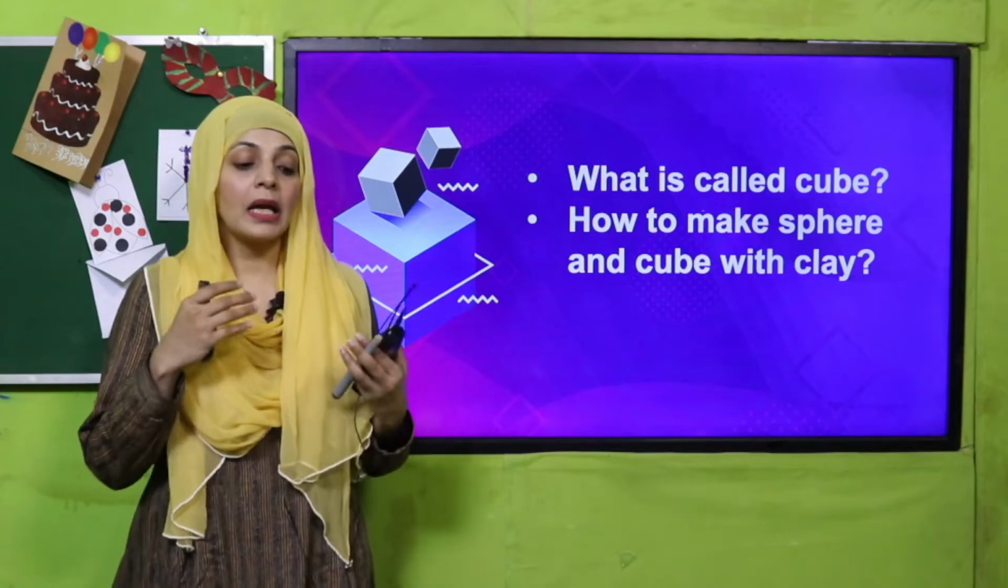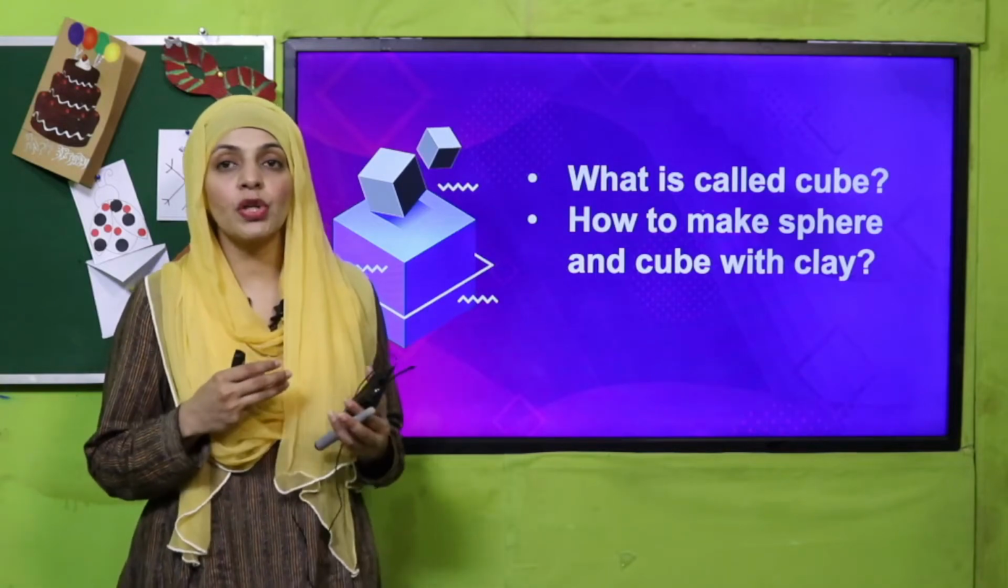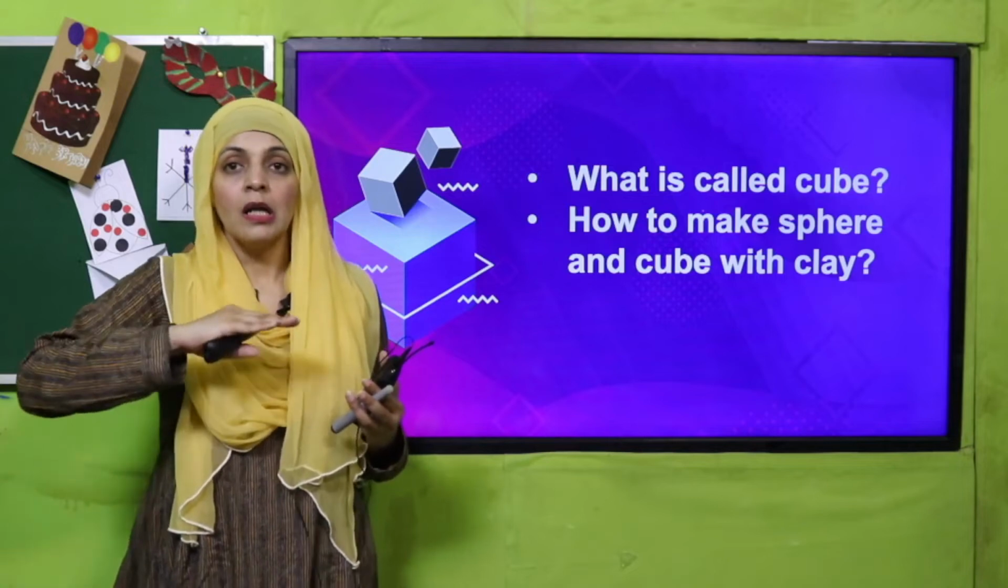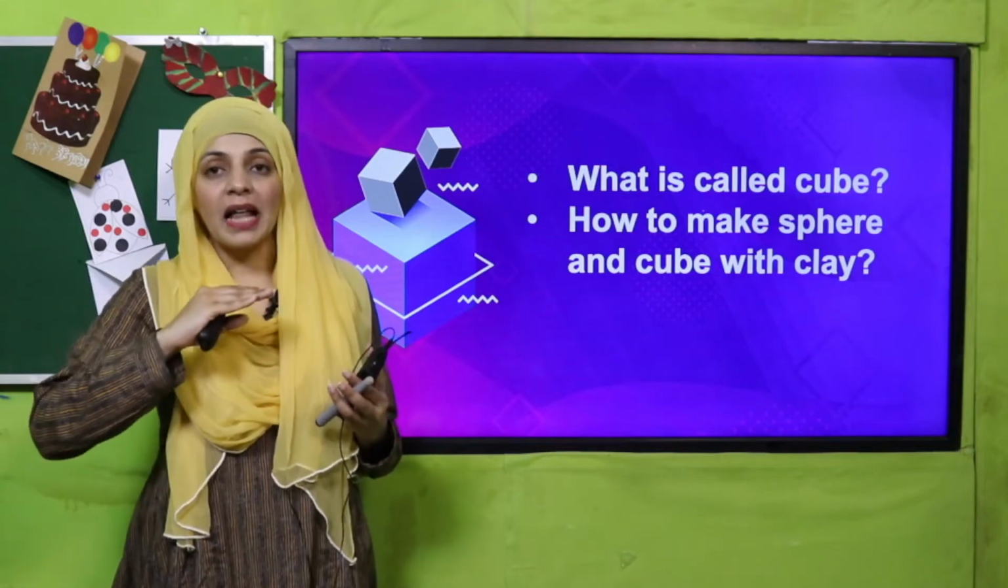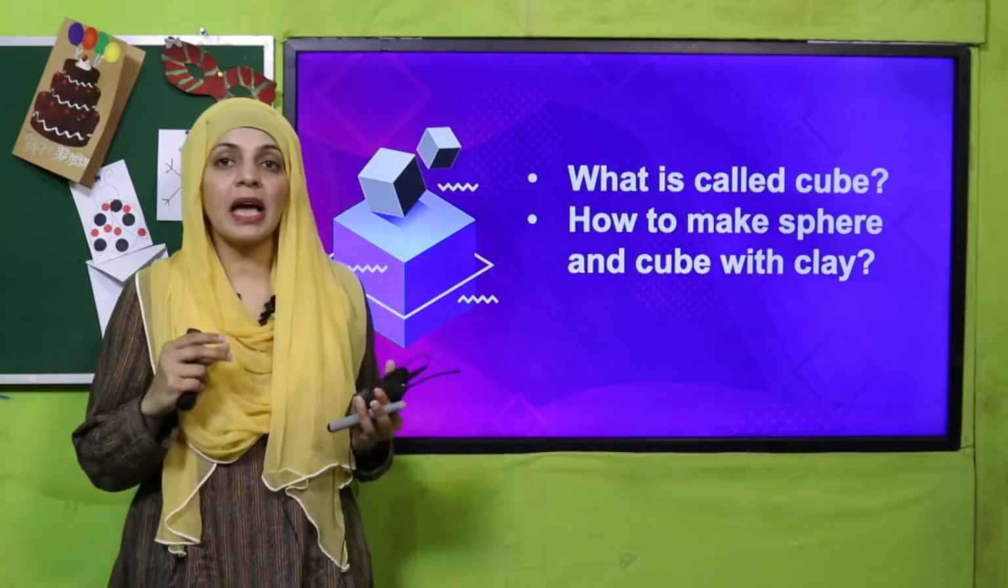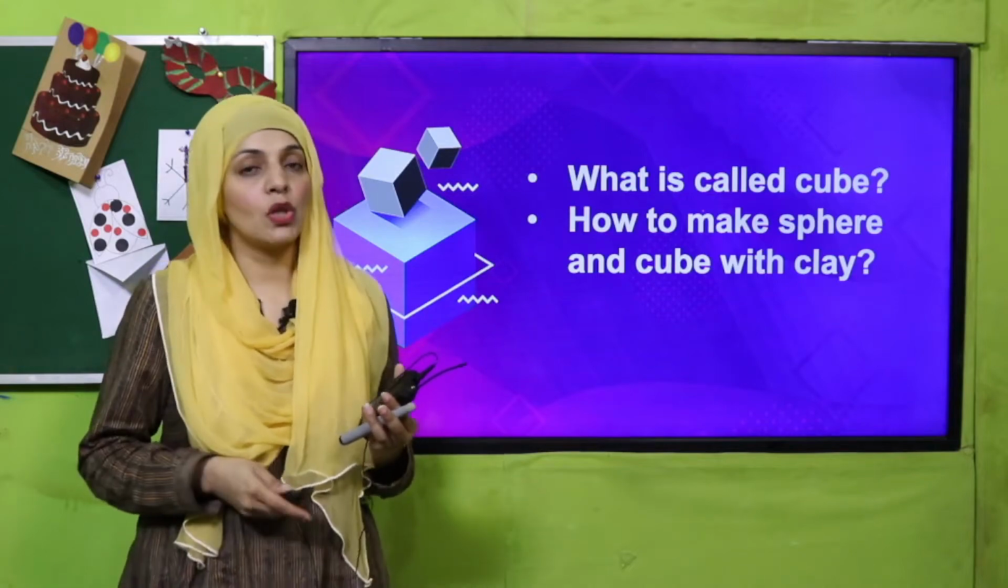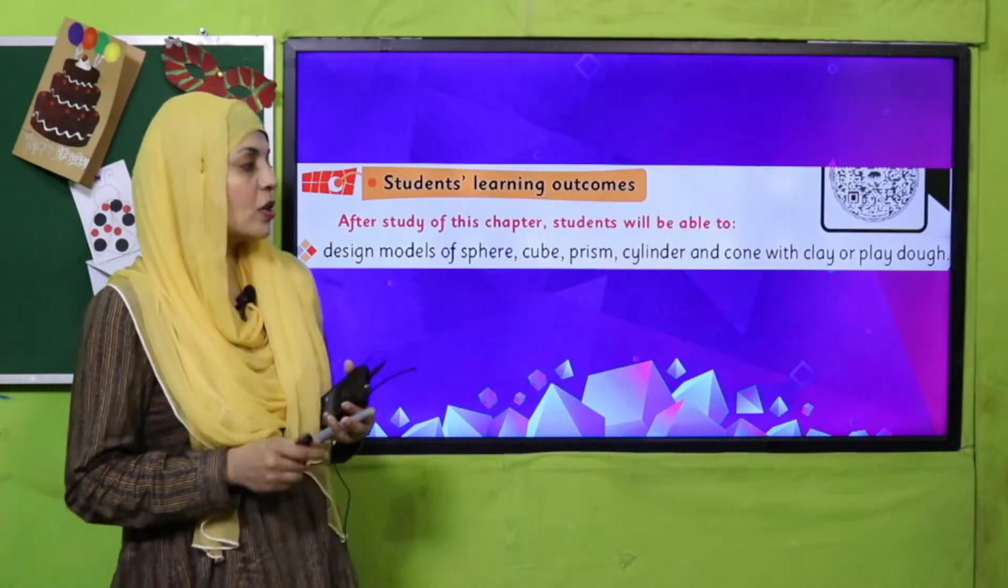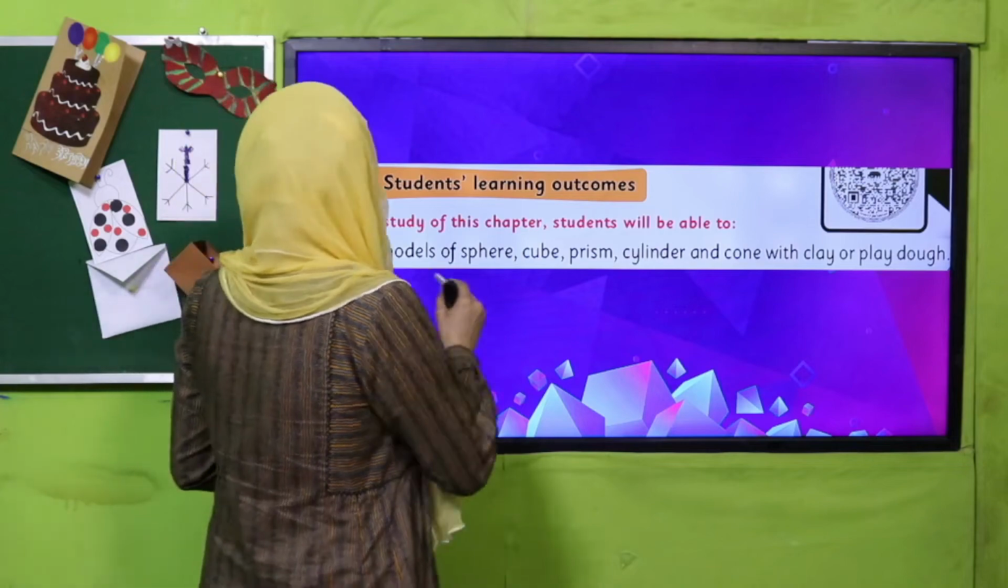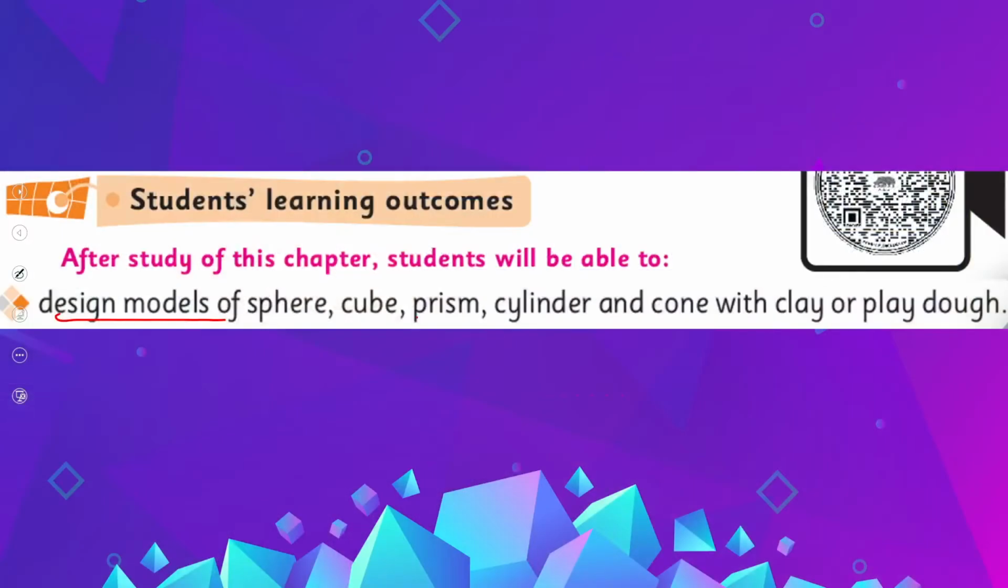And how can you turn a sphere into a cube? By tapping it on a flat surface from every side. That's how you can make a cube. Okay, my dear students, so in today's lecture, the students will be able to design models of prism, cylinder and cone with clay or Play-Doh. We have already done sphere and cube. Today we are going to design the models of prism, cylinder and cone.